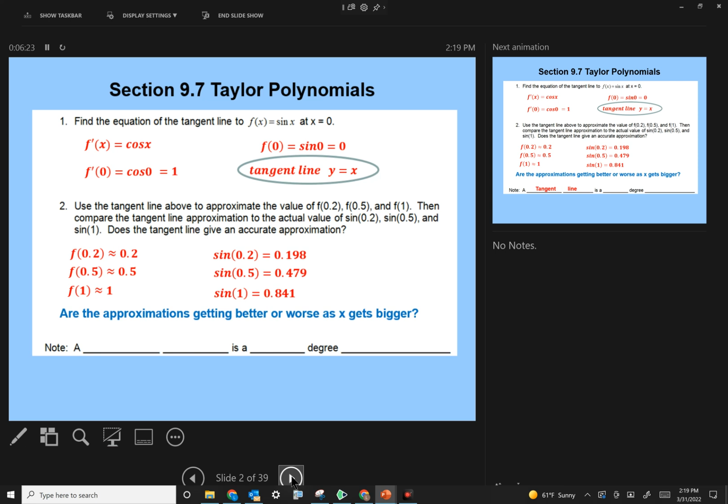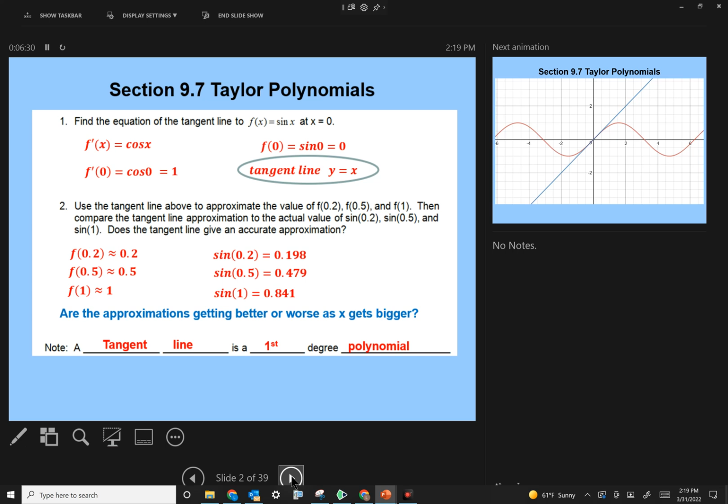Okay. Note, a tangent line is a first degree polynomial. First degree, what do you mean? What's a first degree polynomial? Don't say tangent line. What do I mean when I say first degree polynomial? What's the degree of a polynomial? The exponent, right?